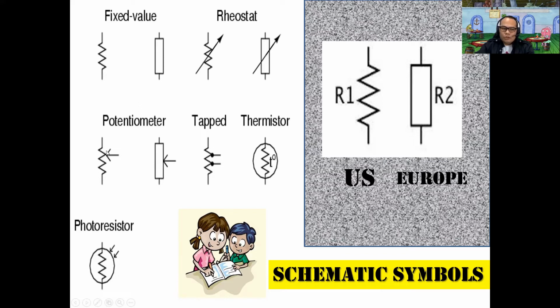In the potentiometer, the third terminal visually is in the form of an arrow. Again, a rheostat and potentiometer operate the same because they are variable resistors under the same family, but a rheostat only has two terminals, while a potentiometer has three terminals. Okay, so this is the symbol for a tap resistor.